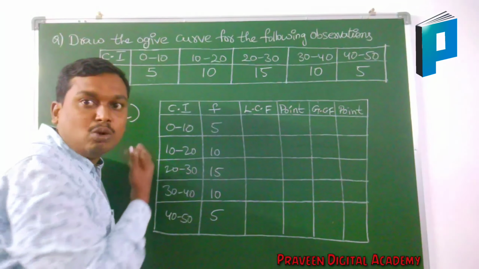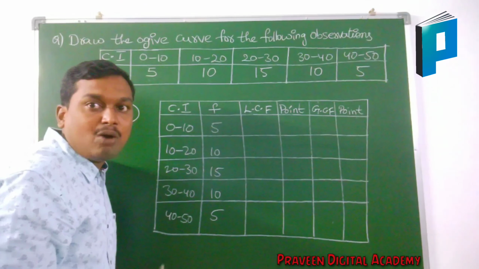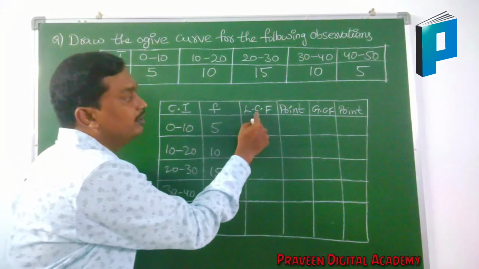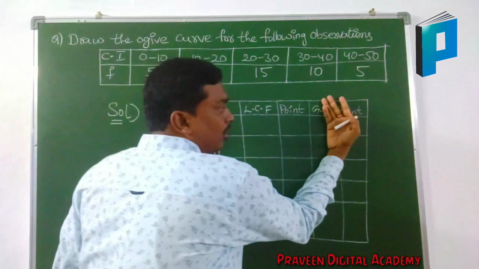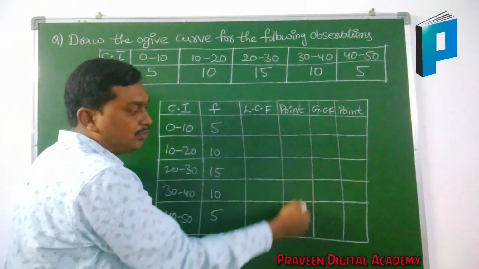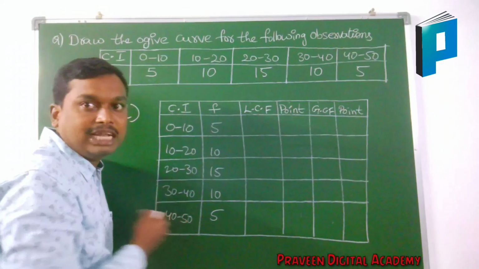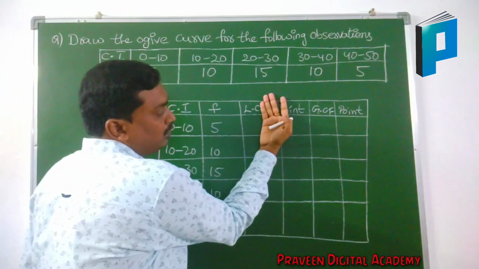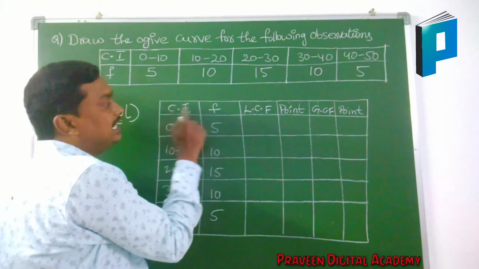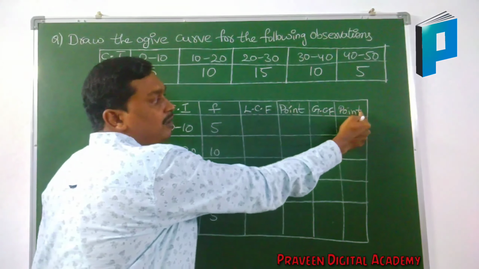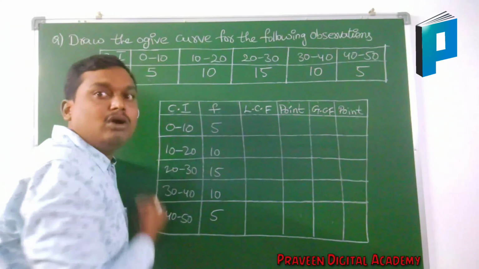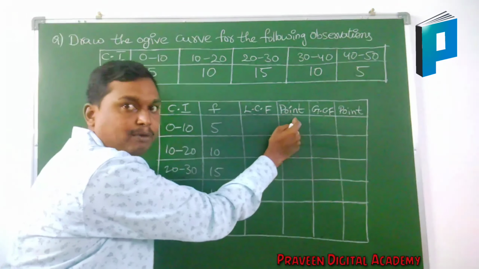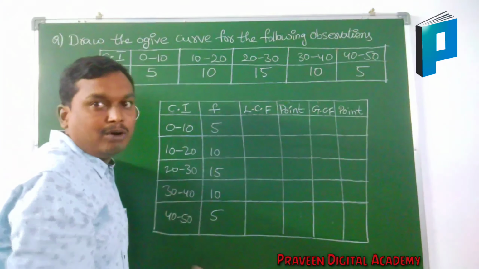If they are asking only LCF, we will have only 4 boxes: CI, F, LCF, point. We will not write the other two, and for these points we will draw only the LCF curve. If they are asking GCF, we will write CI, F, GCF, point. Here they did not mention anything, so we are writing LCF and point, GCF and point.